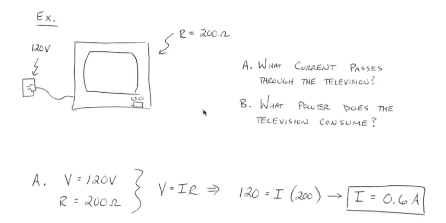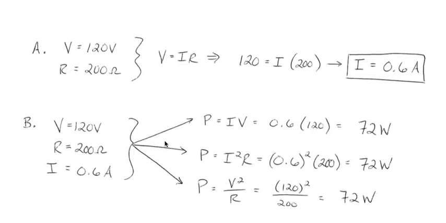How much power does it consume? Well, at this point, we know that we have the voltage, the resistance, and the current. I can therefore use any one of these three equations, and you'll see in any one of these cases, I'm going to wind up with the same answer. So this television uses 72 watts of power. That's the basic calculation for how much power something uses.